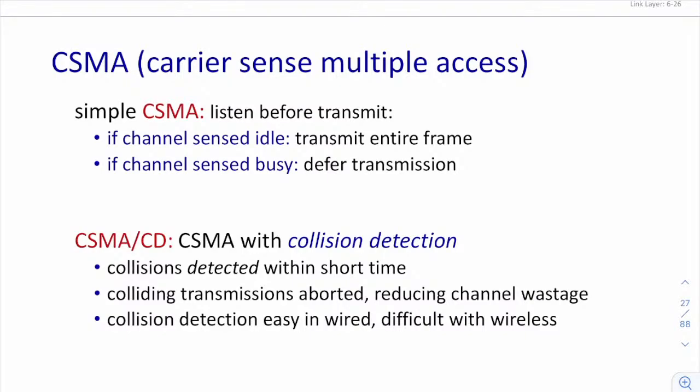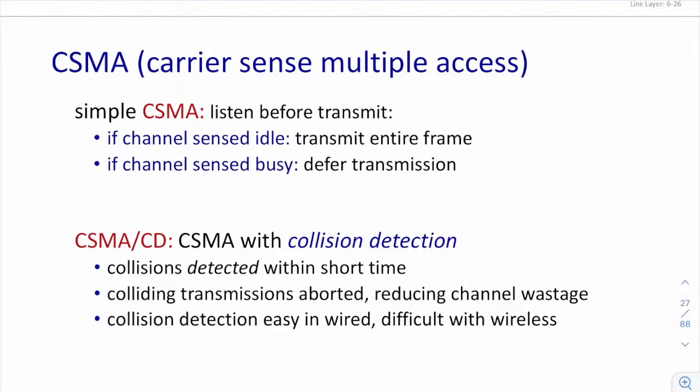So let's take a look at the last type of layer 2 protocol. Let's call it CSMA, carrier sense multiple access. Okay, we already know what multiple access is, but what is carrier sense? Carrier sense means listen before transmit.